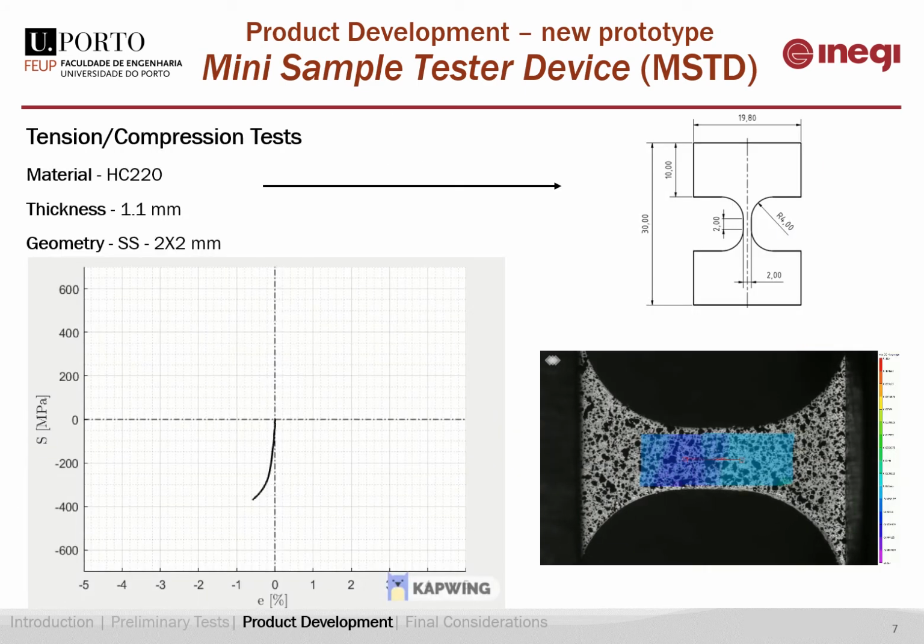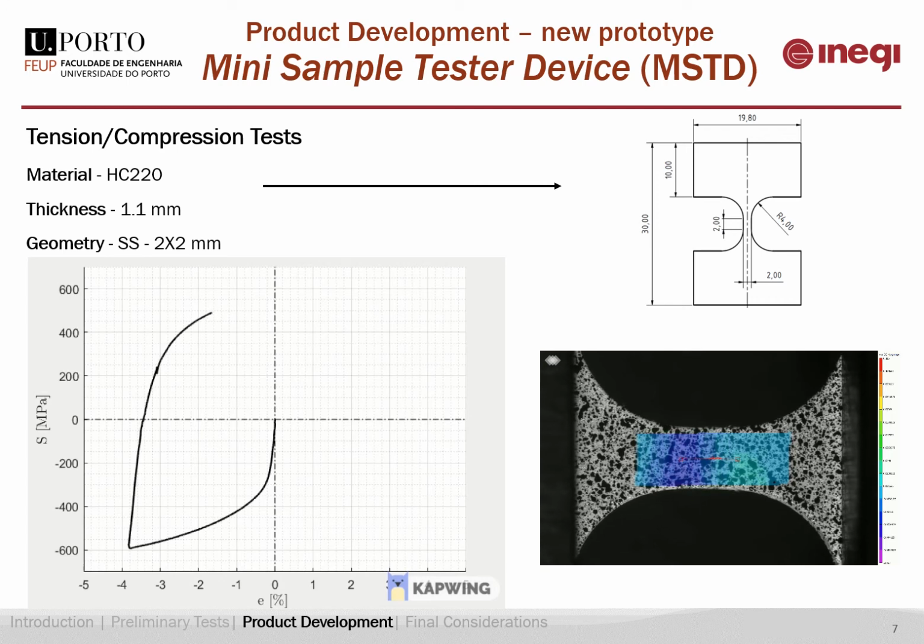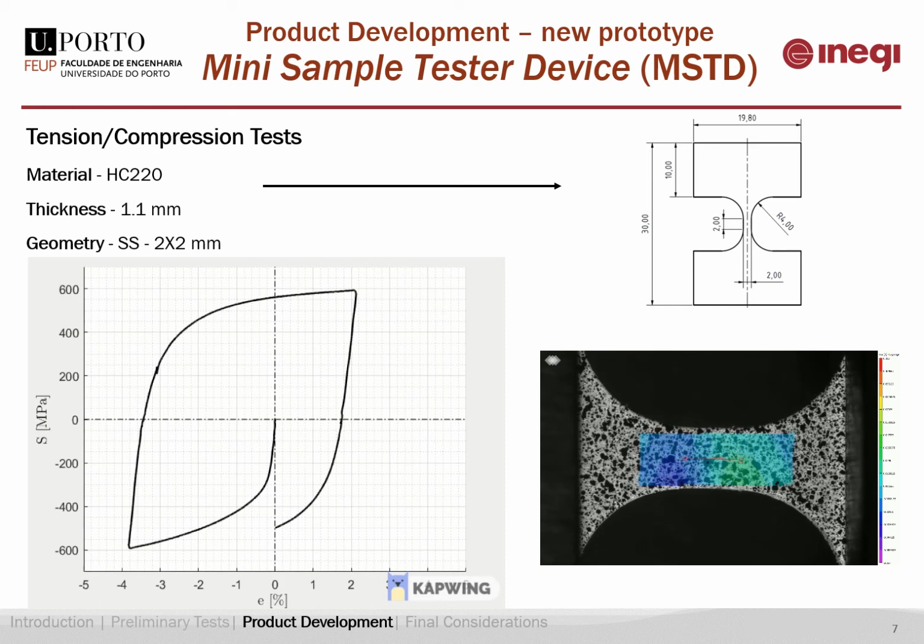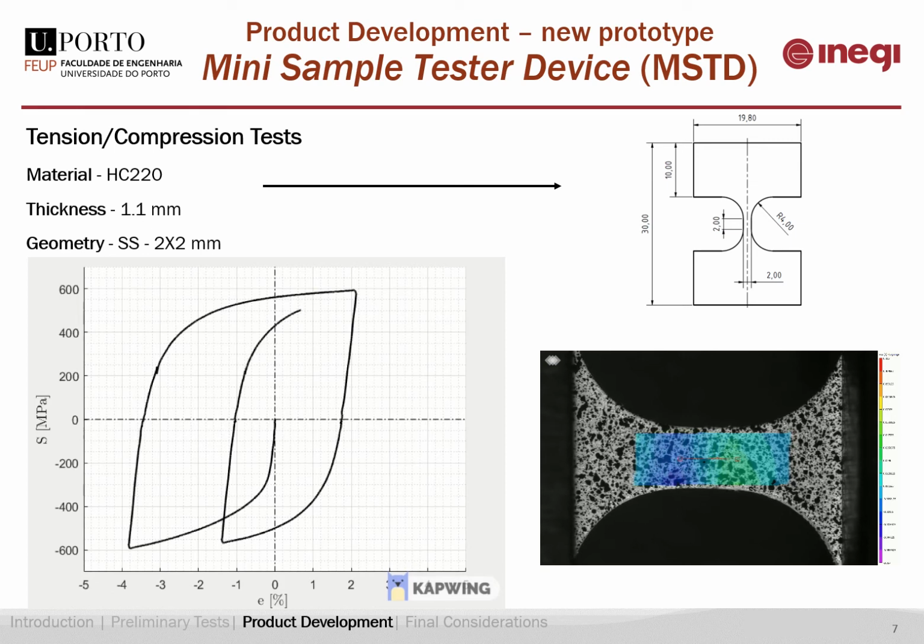To evaluate the behavior of the mini sample tester device, some cycle tests with tensile and compression loadings were performed. For that, specimens were tested with a thickness of 1.1 millimeters and with a geometry with a gauge area of 2 times 2 millimeters, the same used in the preliminary tests.